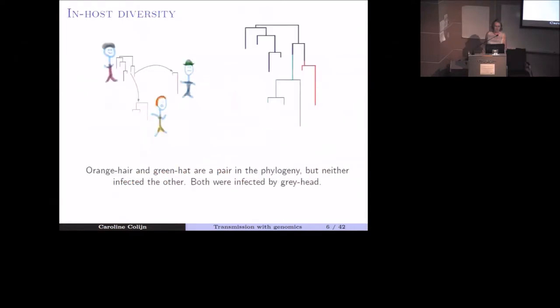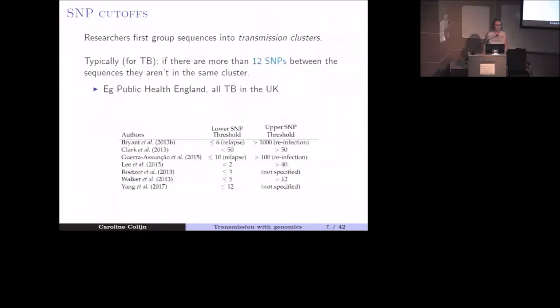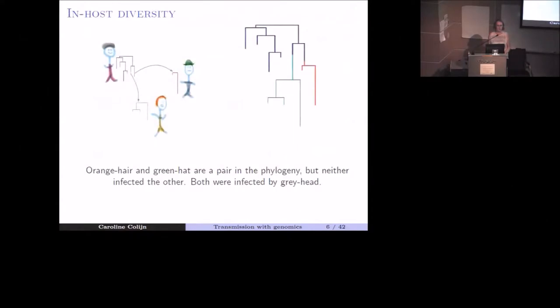Okay, here's one more. Let me just flip through. Yeah, okay, good. So here's a little cartoon with three characters. I'm calling them orange hair, green hat, and gray head. I drew them with my iPad. Each one has a little tree beside it.